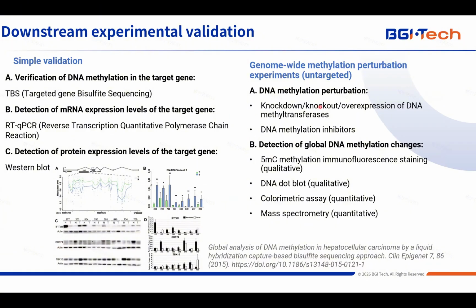And there are also more advanced validation methods, including the knockdown, knockout, and overexpression of DNA methyltransferases. And also, we can use some DNA methylation inhibitors. And in addition, we can combine this analysis with experimental validation, sequencing validation methods, and various sequencing platforms, which are shown here.